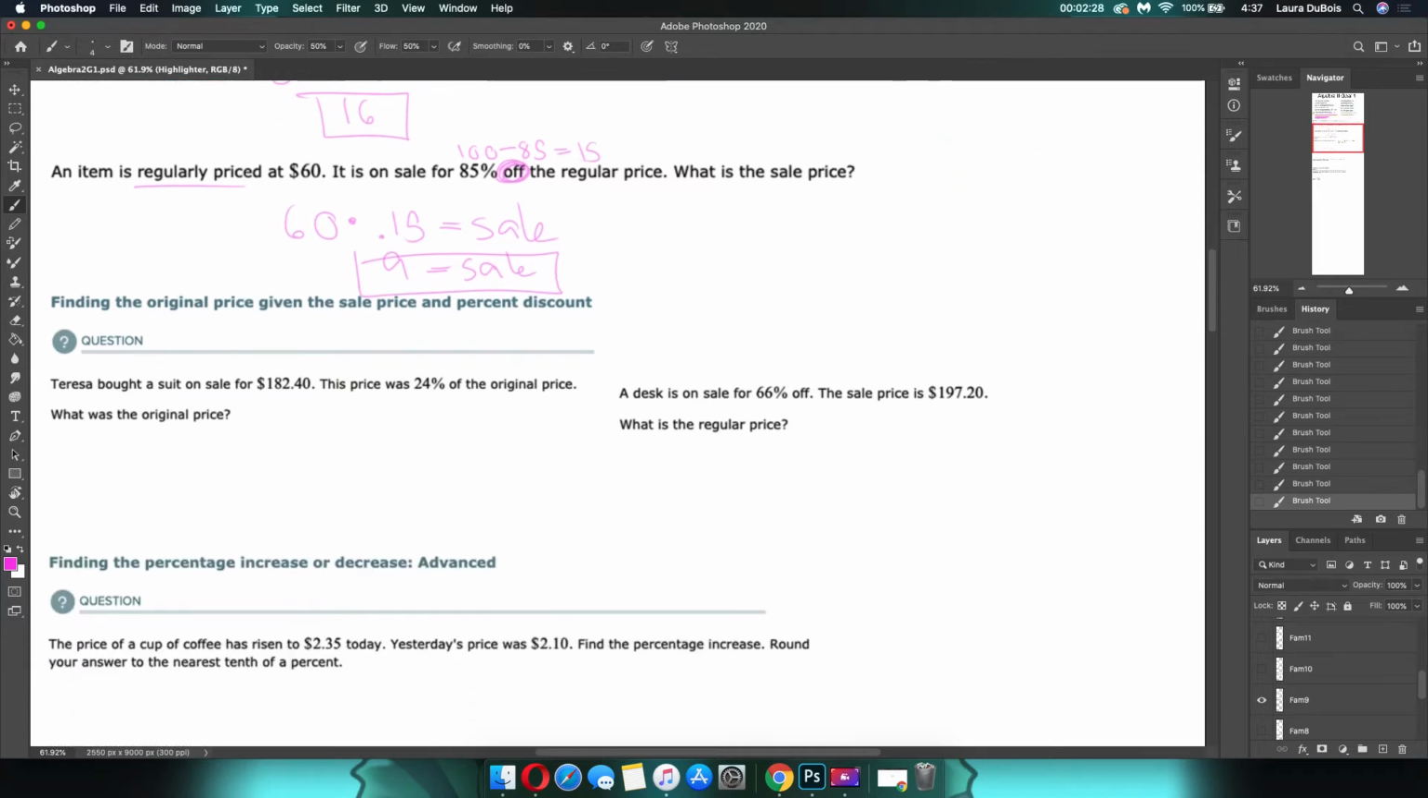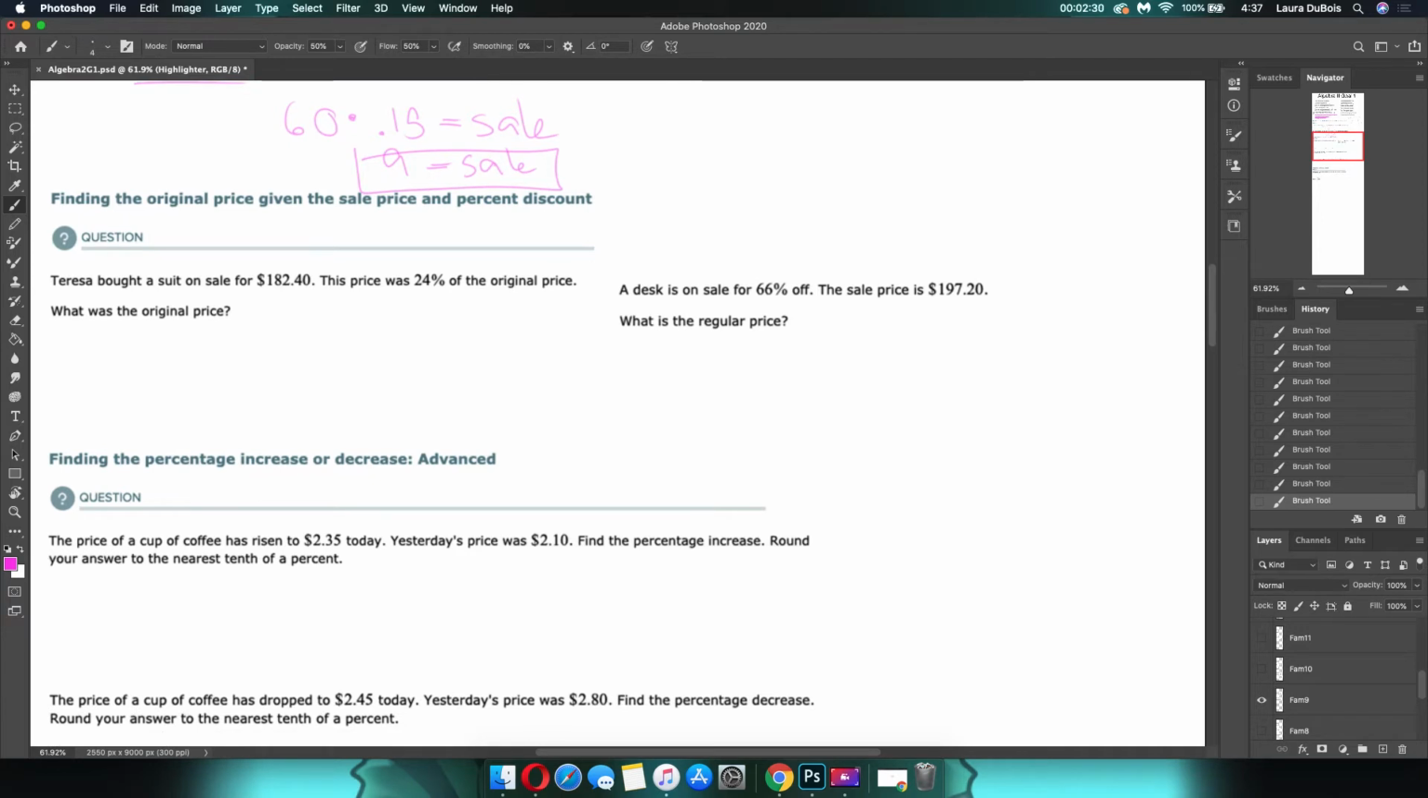Next up, what do we have here? Finding the original price, given the sale price and percent discount. So now here, they're giving you the sale price and then the discount. So again, in case you lost it, it's original times percent equals your sale. That's what we've got to remember.